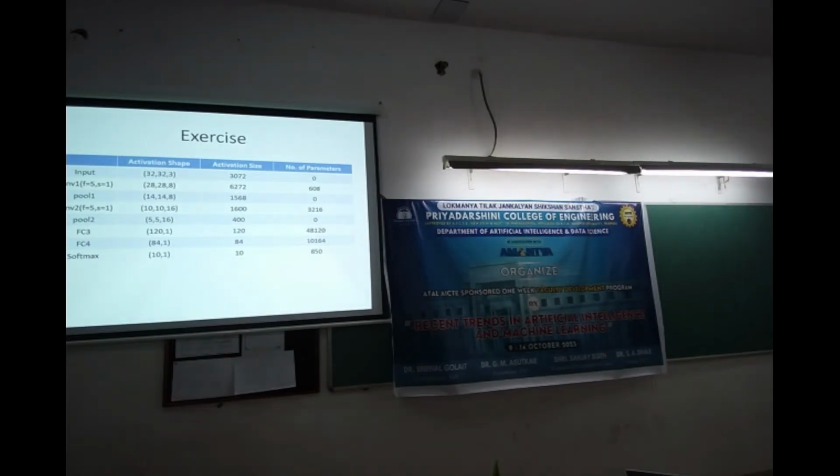25 weights for the first channel, 25 weights for the second channel. How many channels are there in total? 8. So 25 multiplied by 8 is nothing but 200. On top of that we have a single bias. So 200 plus 1 becomes 201. And how many such filters are we applying now? 16 filters. So 201 multiplied by 16 is nothing but that last entry, 3216.